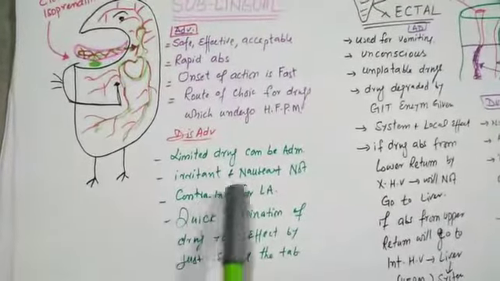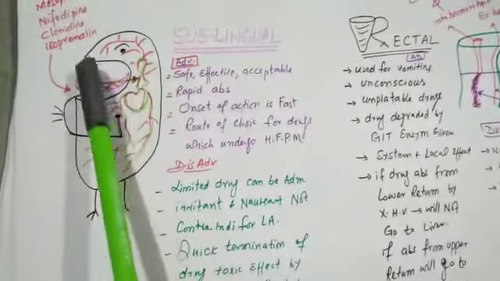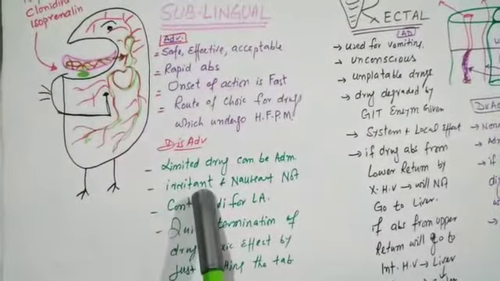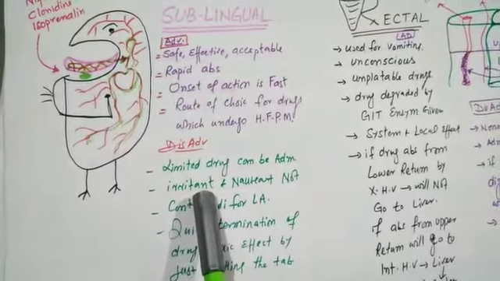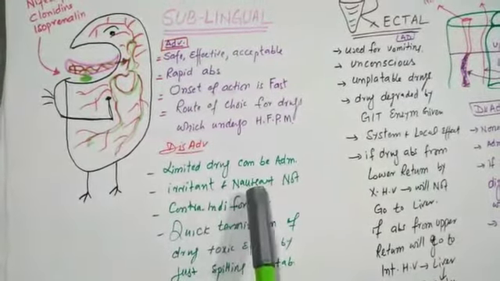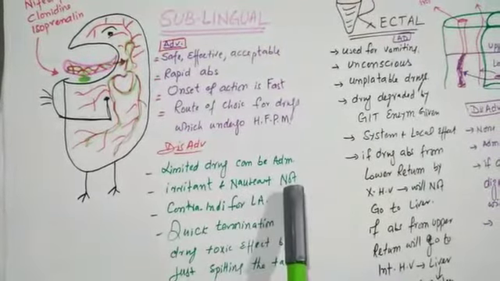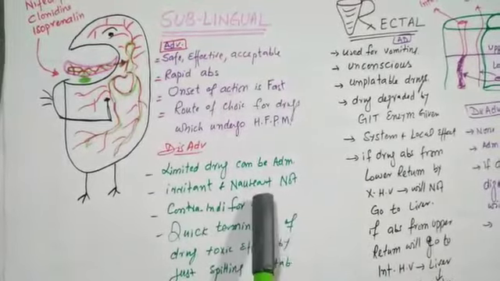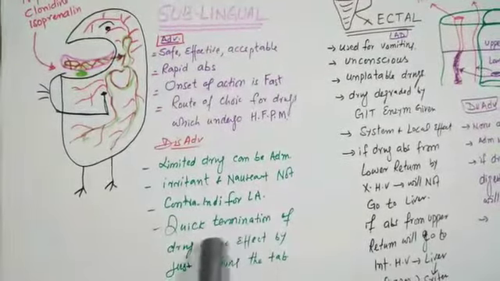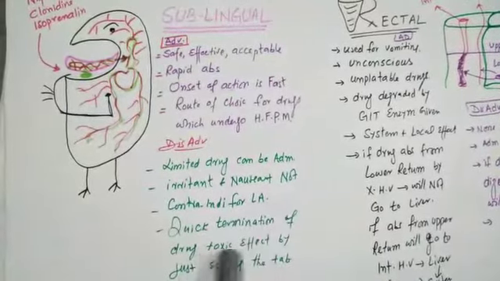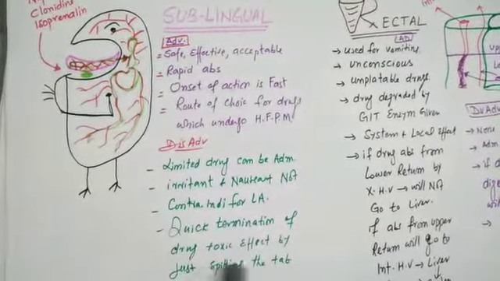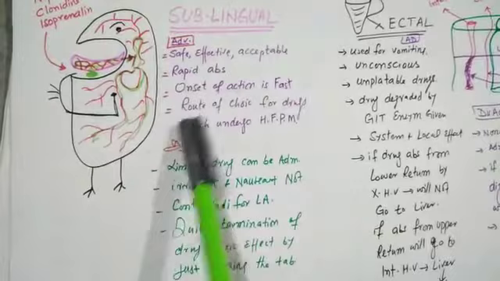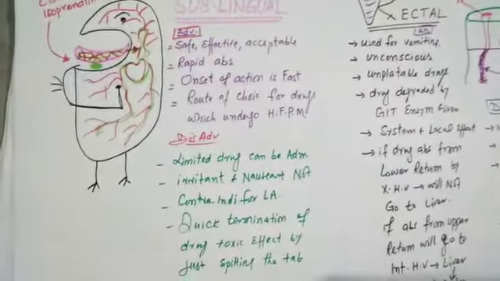Disadvantages: limited drugs can be administered, just like misoprostol, nifedipine, clonidine, etc. If the drug is irritant, it cannot be used by this way. If the drug is nauseant, it cannot be used by this way. This route is contraindicated for local anesthetic drugs. And quick termination of drug toxic effect may occur just by spitting the tablet. This point may be counted in advantages, not in disadvantages.